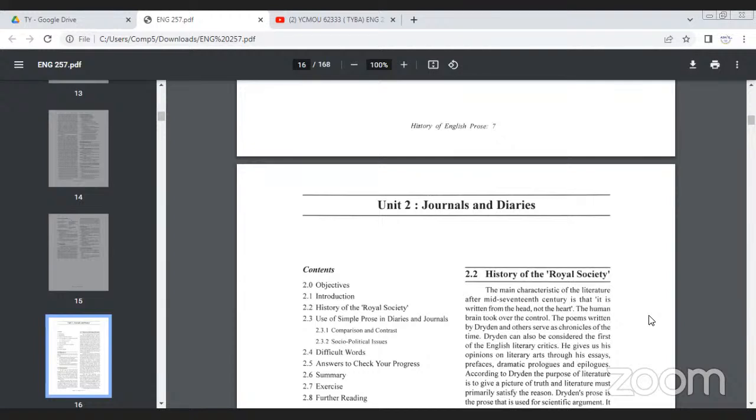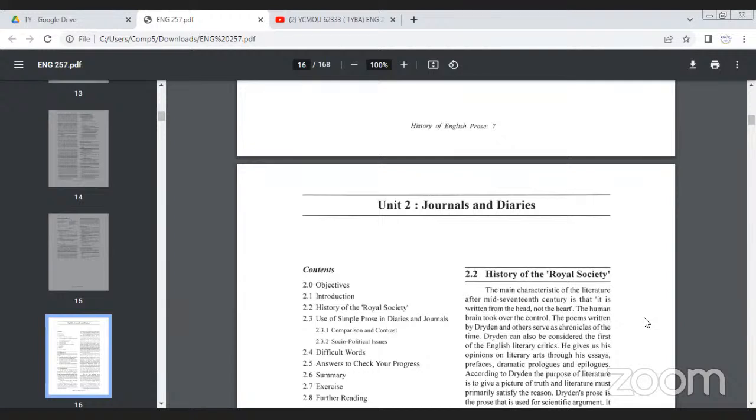The poems written by Dryden and others serve as chronicles of the time. Dryden can also be considered the first of the English literary critics. He gave us his opinion on literary arts through his essays, prefaces, dramatic prologues, and epilogues.